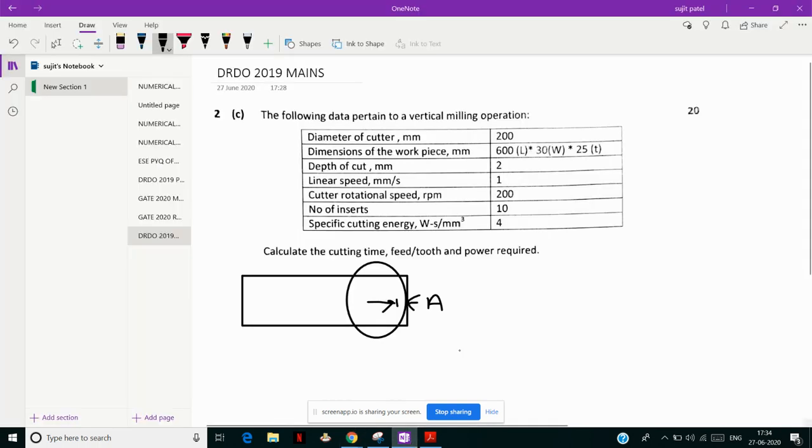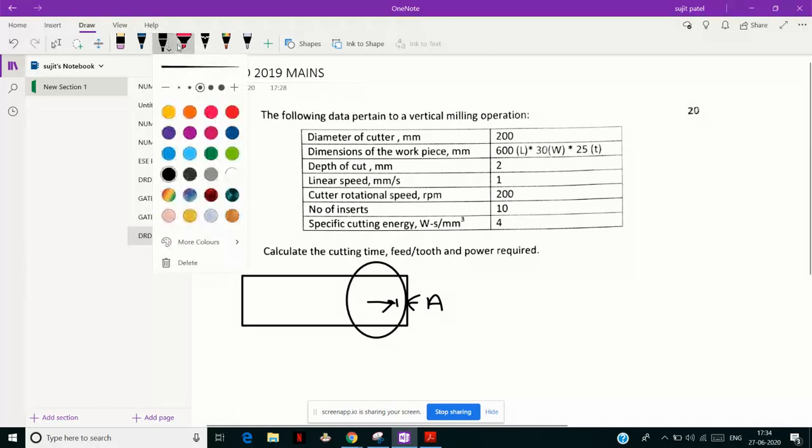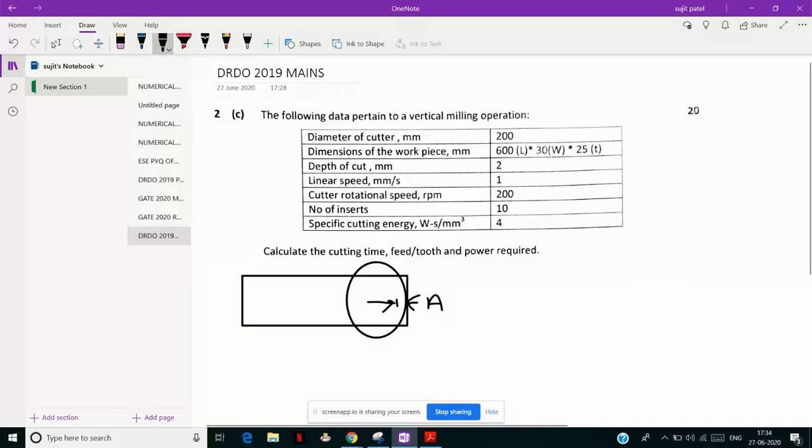Hello everyone. Today we will solve another numerical from the DRDO 2019 mains question paper, and today we will solve a milling numerical. So the data given is: diameter of the cutter, let us say capital D is 200 mm; workpiece dimension 600 mm length, 30 mm width, and 25 mm thickness; depth of cut, small d, is 2 mm.